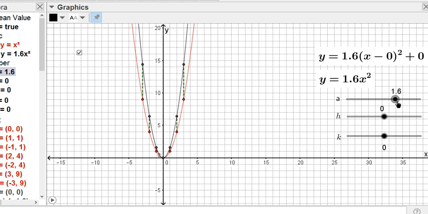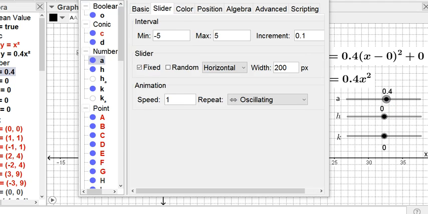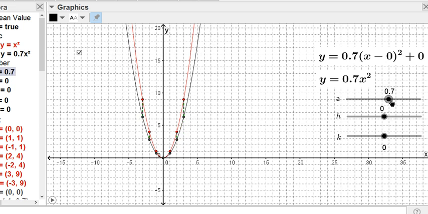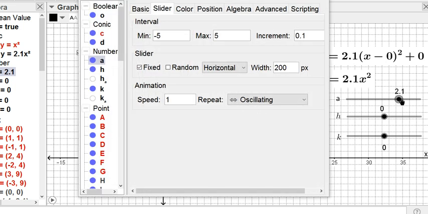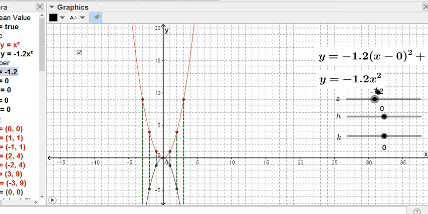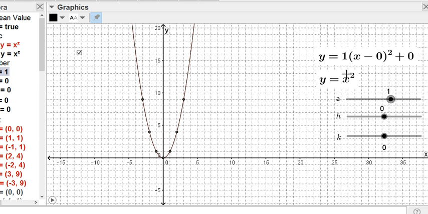So what happens if I change a? Look at how all those points stretch up or compress down. See, that's compressed, that's stretched. And then if I make a negative, it flips it down. And we can't really see it, but there it is. Or I can put a back to 1, and then I'm essentially not multiplying, and it just stays right there.